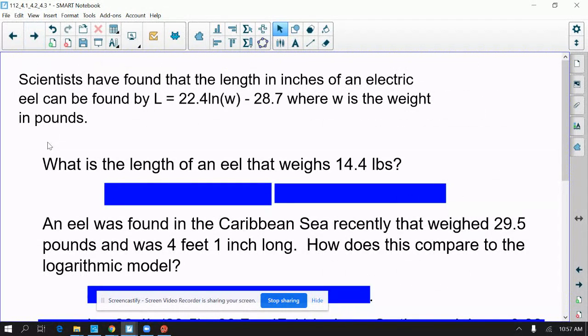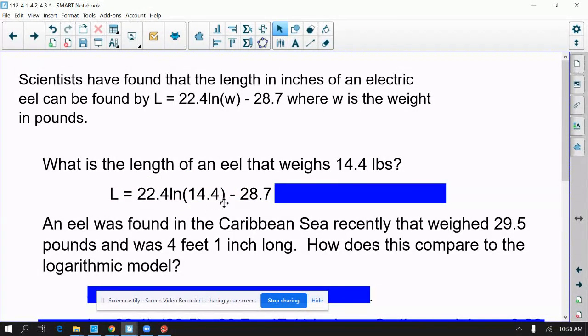And then finally, we have something about electric eels, and the length of the electric eel is connected to the weight of the eel by this logarithm. So what is the length of an eel that weighs this many pounds? So I would plug in 14.4 into W and just put this into my calculator directly, and I discover that it's about 31 inches long. An electric eel that weighs this much would be 31 inches long.